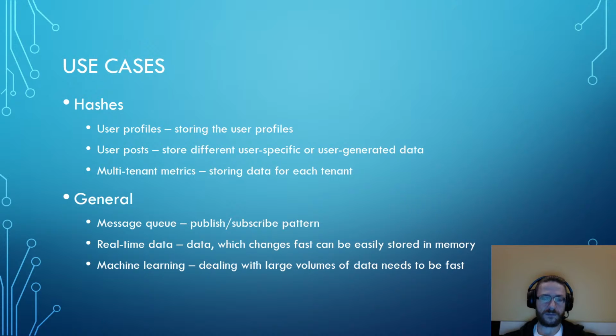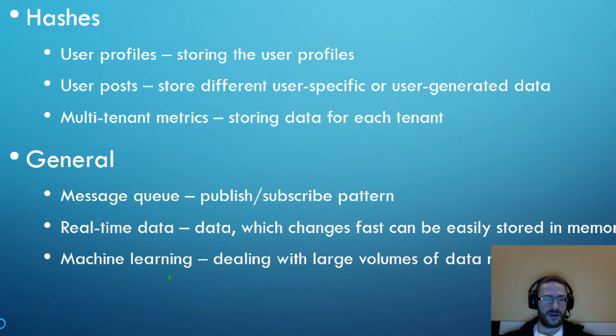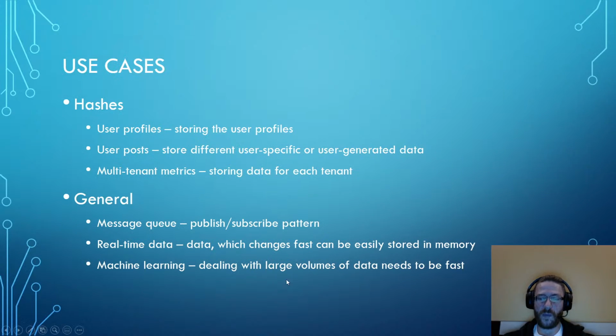Other general use cases: we can use Redis as a message queue because it has a native publish subscribe pattern, which is super easy to use. I will show it in a minute. We can use it for real-time data which changes super fast and we want to be stored in memory. For example, stock pricings. Because stock pricing changes super fast, it's a good idea to store it in memory.